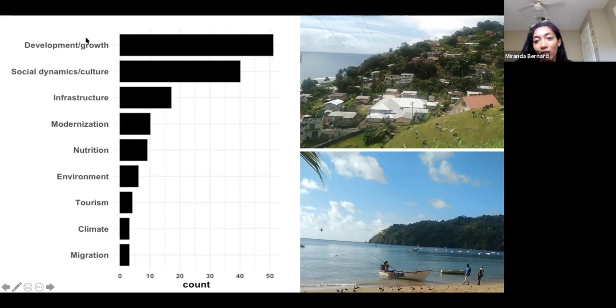But then when we think a little bit more about development and growth, we see that it's showing a lot of changes in the environment, because as we know, when there's development, whether it's roads or buildings, especially being right on the coast, that can lead to a lot of sedimentation in the water.